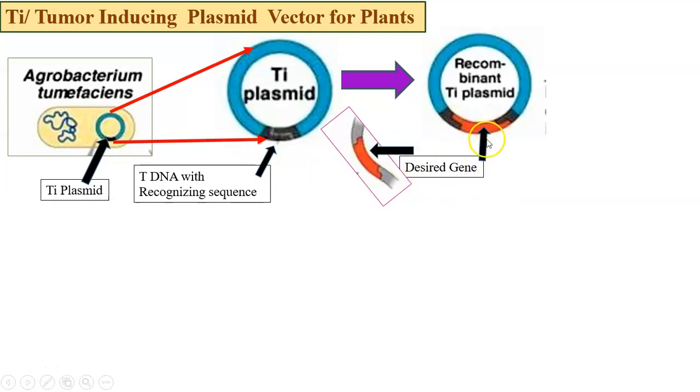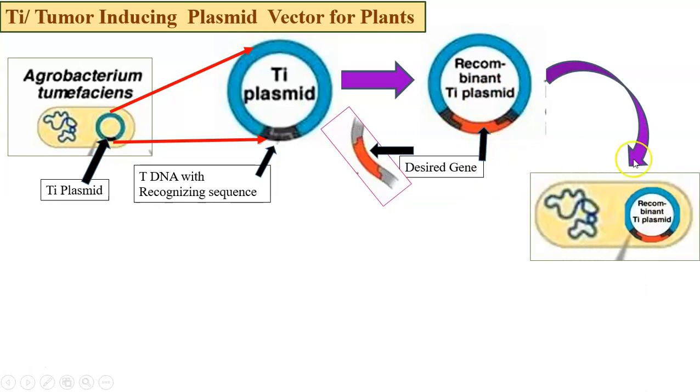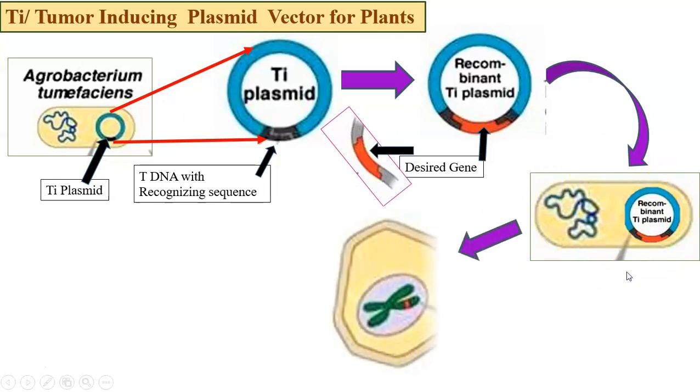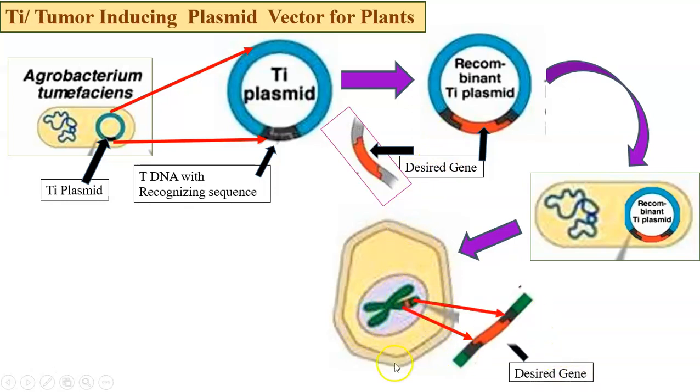See here, the desired gene is now in the tDNA region, and as a result, the recombinant TI plasmid got produced. Then this is introduced into the Agrobacterium tumefaciens. This bacteria infects the plant cell, and as the tDNA has a tendency to infect the plant cell, along with the tDNA, the desired gene also goes into the chromosomes of that plant cell. So we find the desired gene now here in the chromosome of the plant cell.